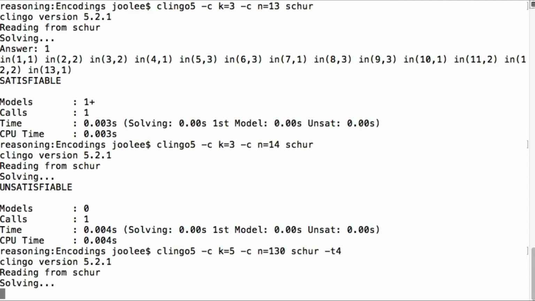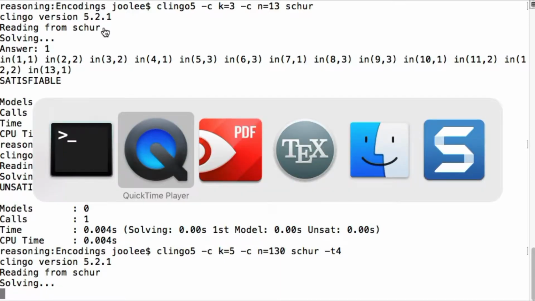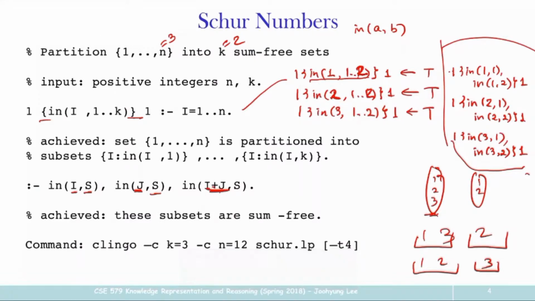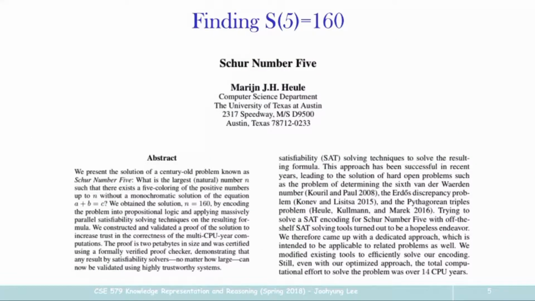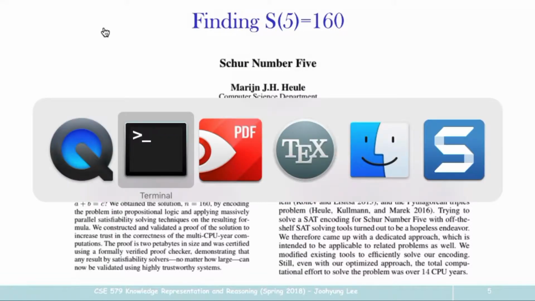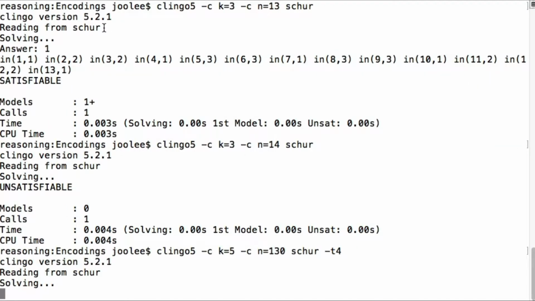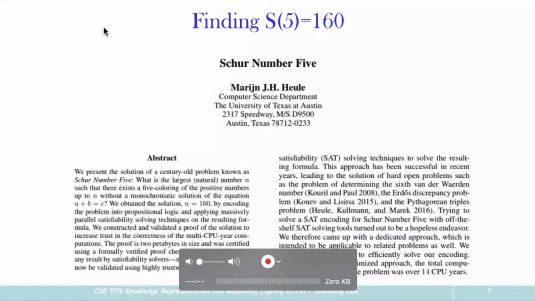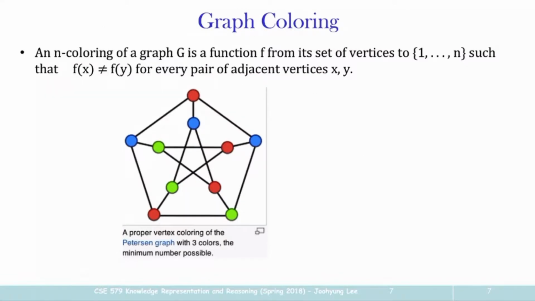Okay, so as we talked about this before, this is the command line. This is actually the paper that shows that Schur number 5 equals 160. I don't know how long it'll take. So maybe let's move on to the next one, and I will come back to this one.